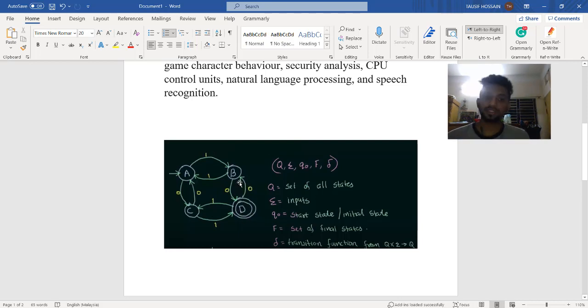Of all the strings we have in a DFA, we will accept only those which end in the final state. It means if any input string ends with this state, then the string will be accepted.